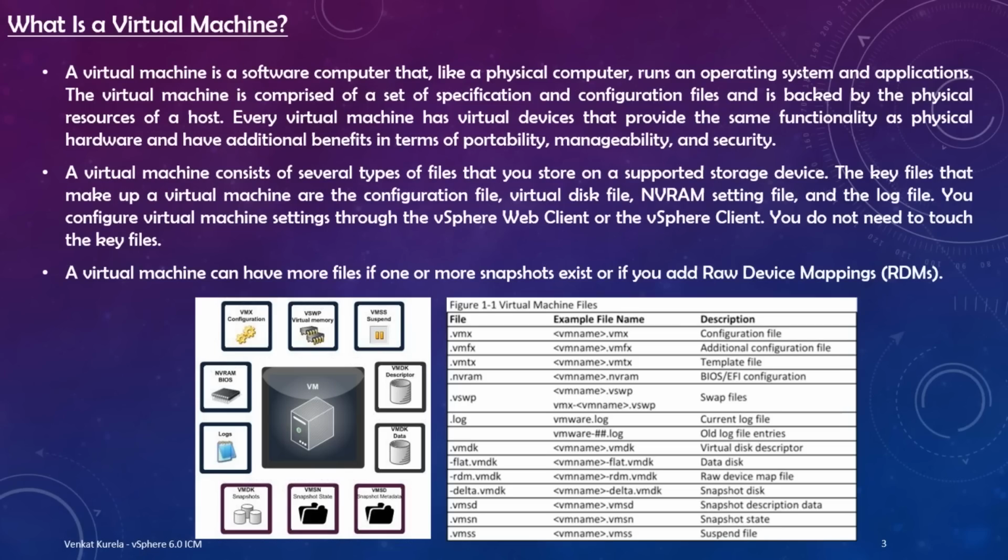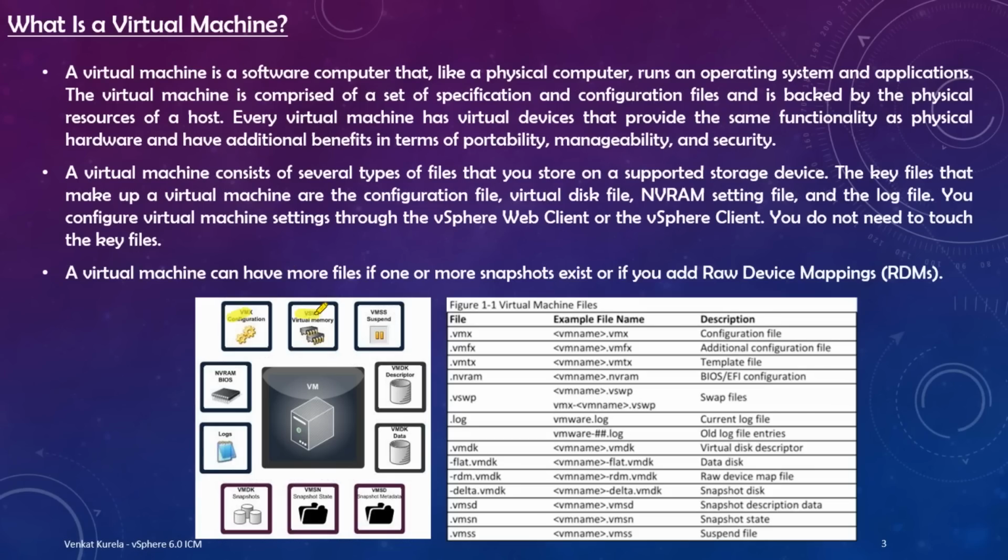So a virtual machine is a software computer that acts like a physical server. It has an operating system, it has an application. A virtual machine is a set of files that will give you the functionality of a virtual machine. As you see on the screen, there are a couple of files that actually make the virtual machine.